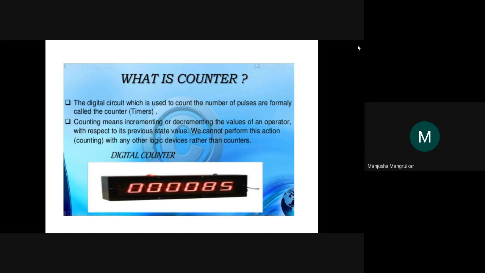So we cannot perform this counting action with any other logic device other than the counter, right? We cannot perform this counting with any other logic device. It uses only the counter. Now this shows the display. Everywhere we see this counting display, right?